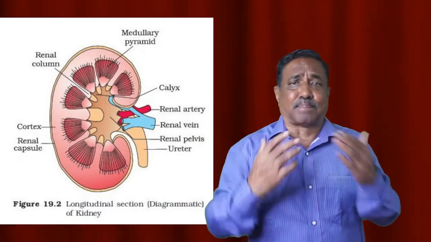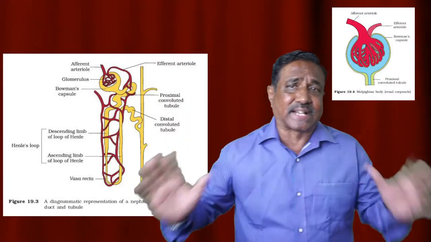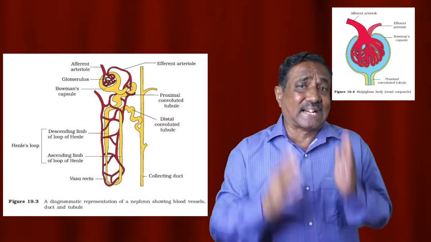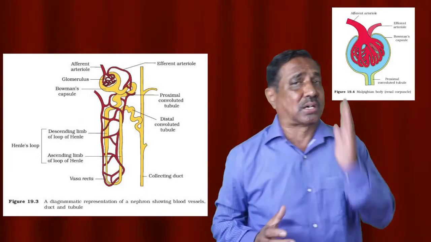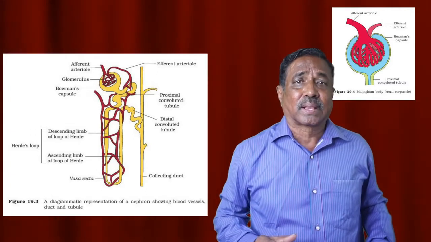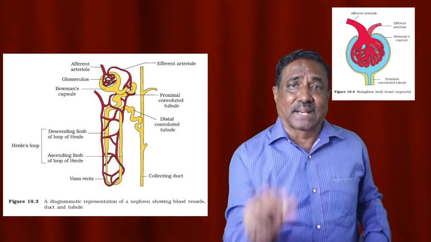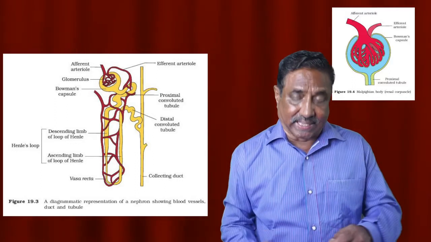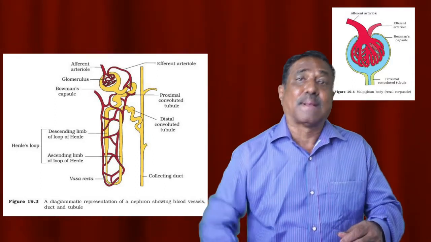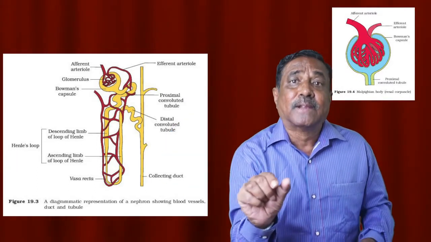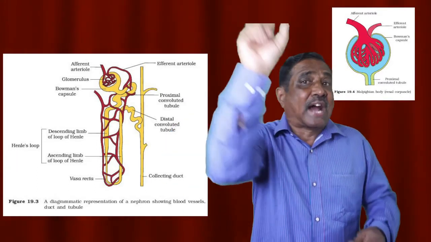And the kidney is composed of millions of small structures called nephrons. The nephron is the unit of the excretory system. And this nephron consists of a cup-like structure called Bowman's capsule and proximal convoluted tubule, loop of Henle, descending limb of loop of Henle, ascending limb of loop of Henle, distal convoluted tubule, and collecting tubule.